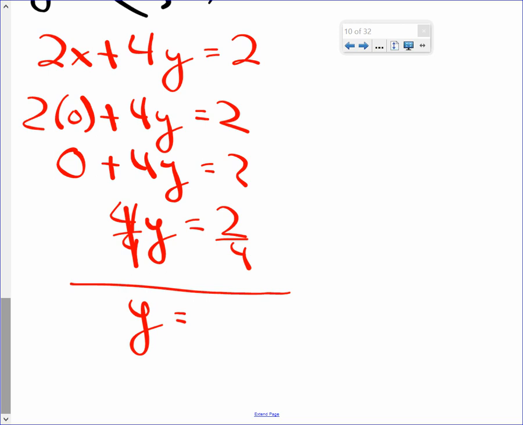Careful. Hold up. Check this out. 2/4 is a fraction that I can reduce. In other words, it's bad manners to leave it as 2/4. Let's simplify 2/4. Divide the top and bottom by 2. So it's 1/2.